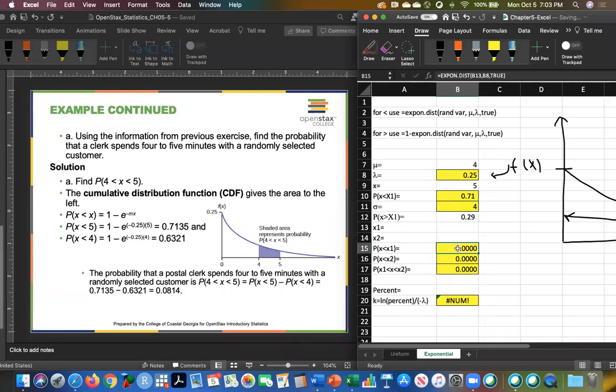I already wrote the exponential, the Excel function for x1, the Excel function for x2, and this is the difference. So in this case, we're going to subtract the lowest from the highest, and that's going to be the area under the curve, right? So we can do it by hand, or we can just ask Excel to build it. So all I need here is the 4 and then the 5 minutes, right?